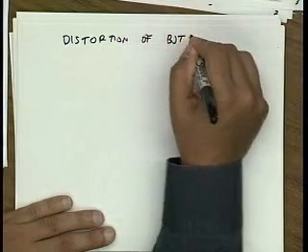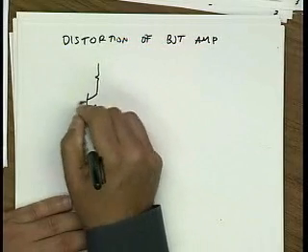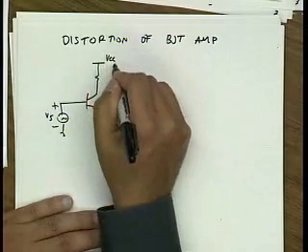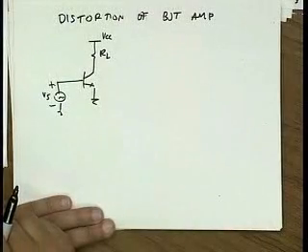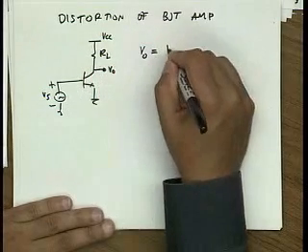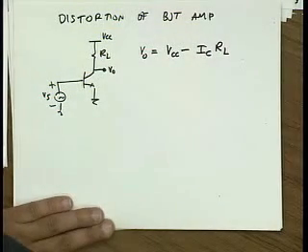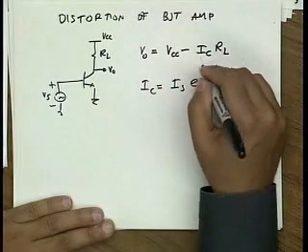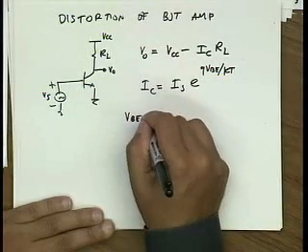Let's look at a BJT amplifier. Bipolar transistor. Simplest transistor in the book, right? Common emitter amplifier loaded by a resistor. Okay? Now I'm not showing the biasing just to make it simple. So the output VO is simply VCC minus IC times RL. Okay? And IC is equal to IS e to the q VBE over KT. And VBE here is equal to Vs.